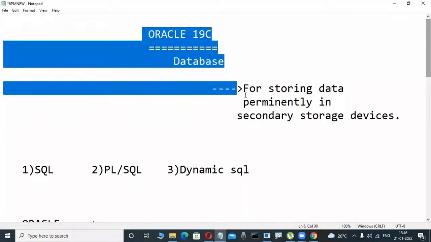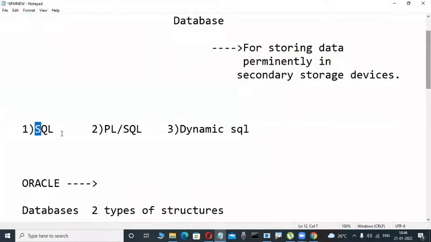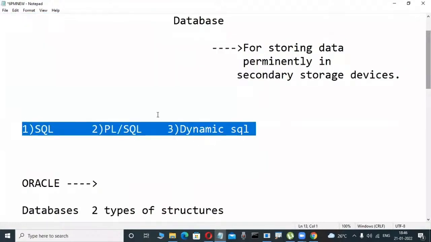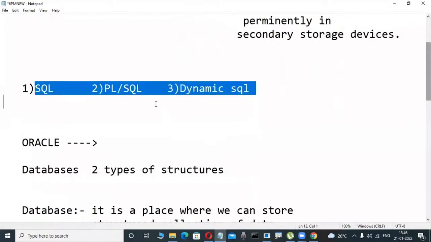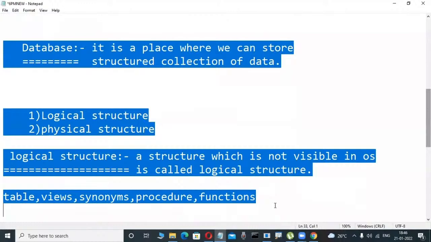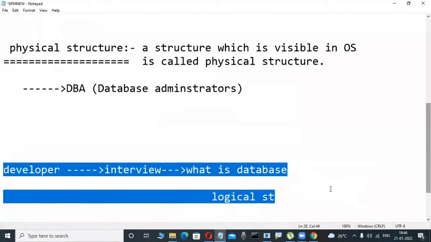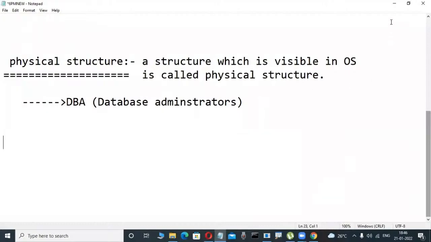If you want to operate this Oracle software, we use SQL, PL/SQL, and dynamic SQL languages. Anywhere you learn an Oracle course, they tell these three things. That is a very small thing I'm telling. Okay, fine.